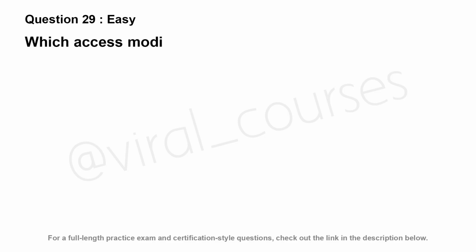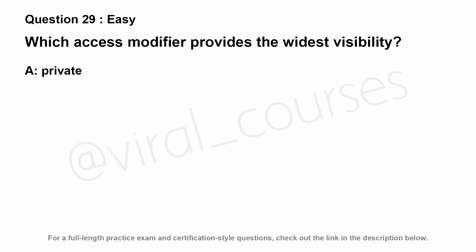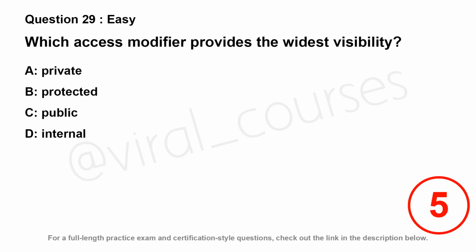Which access modifier provides the widest visibility? Option A, private. Option B, protected. Option C, public. Option D, internal.